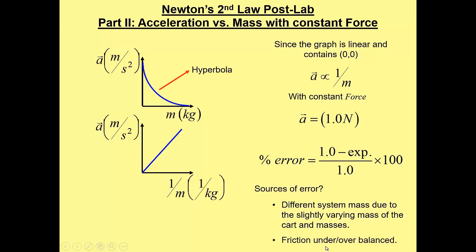But the bigger reason, probably most of the error that you see, is how good of a job I did in balancing friction with the angle of the track so that we could ignore them. If I overbalanced or underbalanced a little, that's going to change your accelerations, because it changes your force slightly. And so it's how well I balance this. But it looks like with our data that I must have done a pretty decent job, because everybody got pretty close to 1.